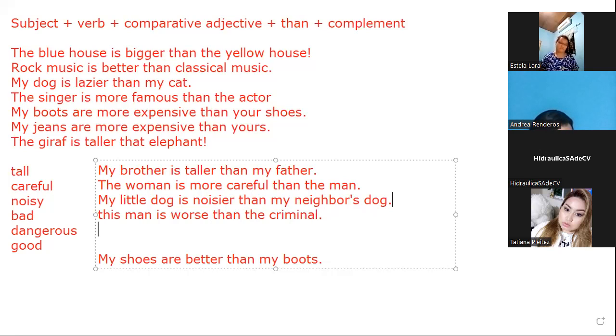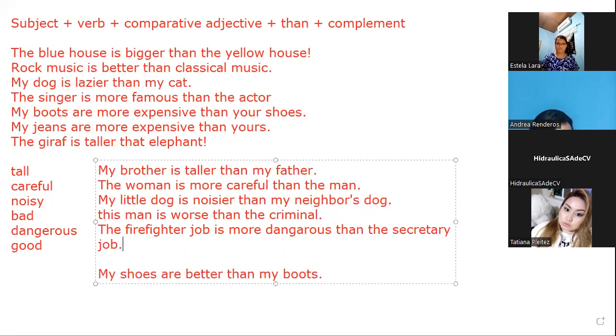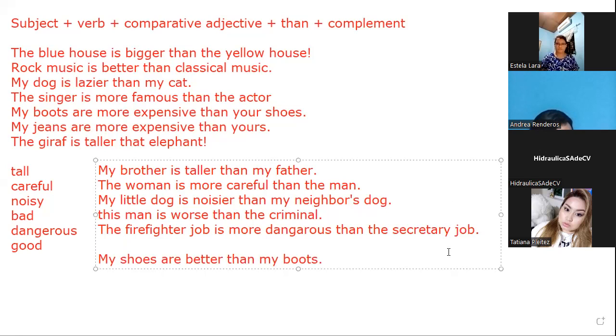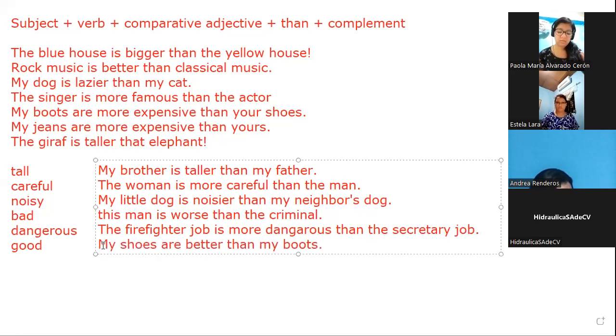Okay, thank you. And the last, the dangerous. The firefighter job more dangerous than the secretary job. Yeah, very good, excellent. I like this one. The firefighter job is more dangerous than the secretary job. Very good, I like it. Good job. Okay, that's it.